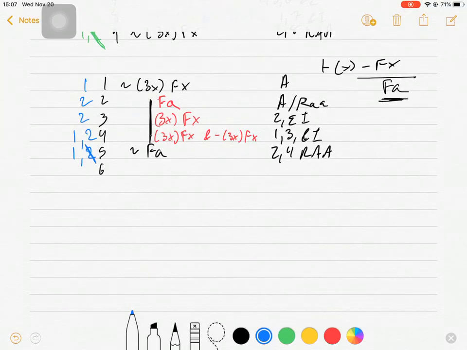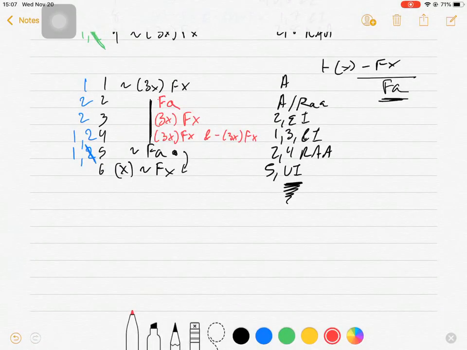Because our goal is to have a universal statement. So that means that we need to actually at the end do a UI to turn negation FA into universal x negation FX, and that would be 5 UI. But the question is, are we allowed to do a UI? Because this might look like we're going from a particular to universal claim. But here's why we're not.